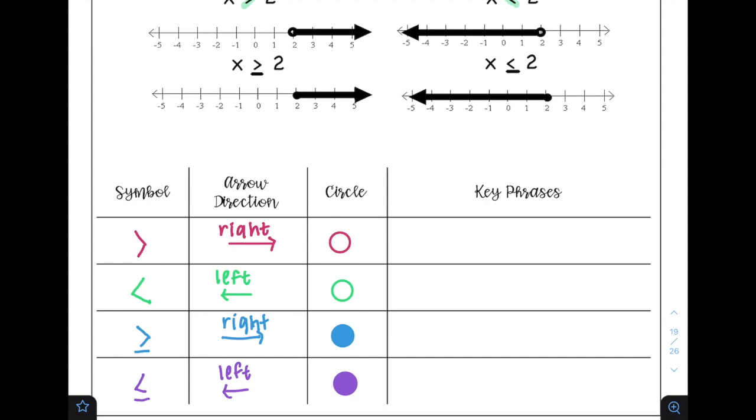And all your key phrases, you can refer back to lesson 8 for your key phrases on greater than, less than, greater than or equal to, and less than or equal to. I'll put a card up so you can refer back to lesson 8 on inequalities and the different phrases.